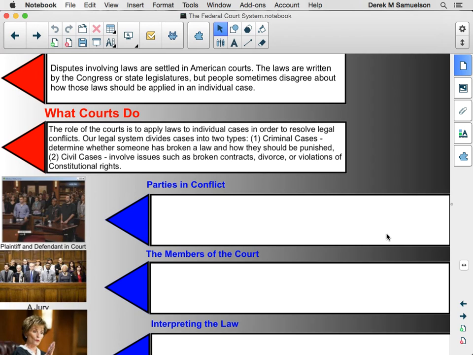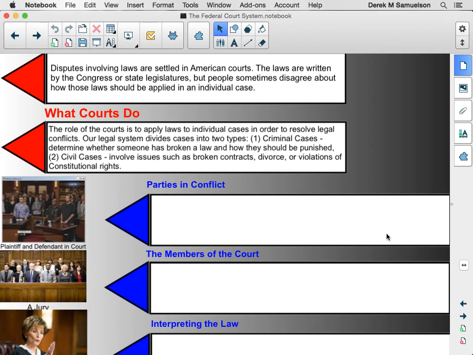Our legal system divides cases into two types. Both of these are important for us to know. We have criminal cases. In a criminal case, we are determining whether someone has broken the law. Okay, there is a law. The person is suspected of having broken it. If they did, how should they be punished in this specific instance? That is a criminal case.